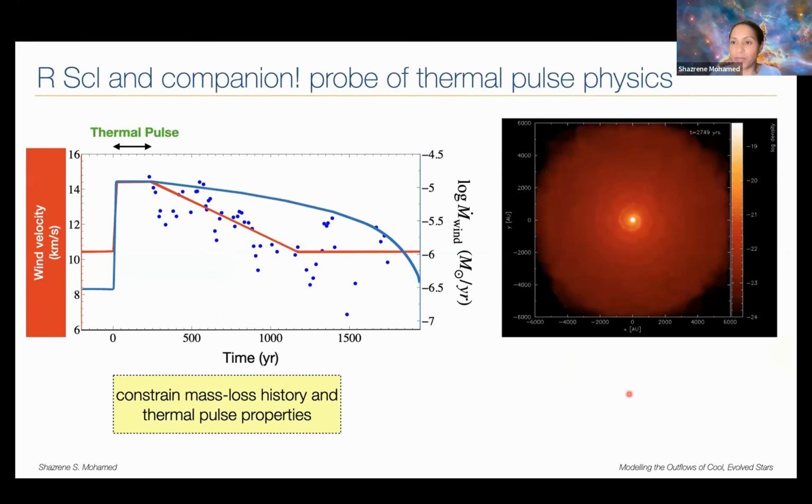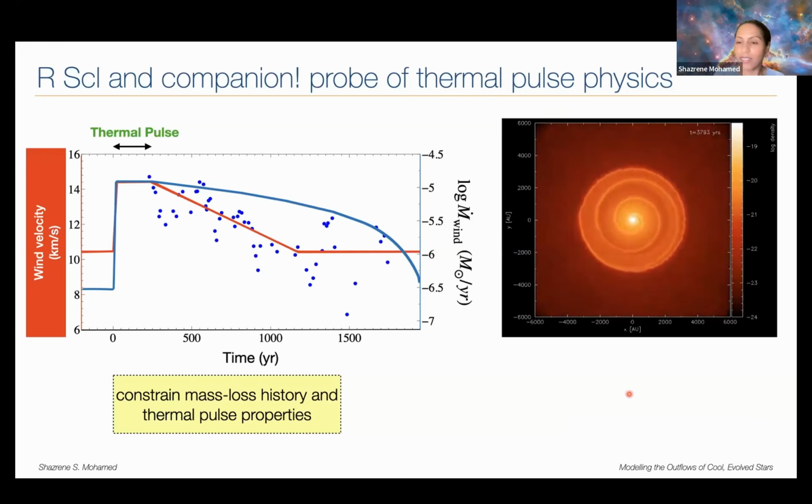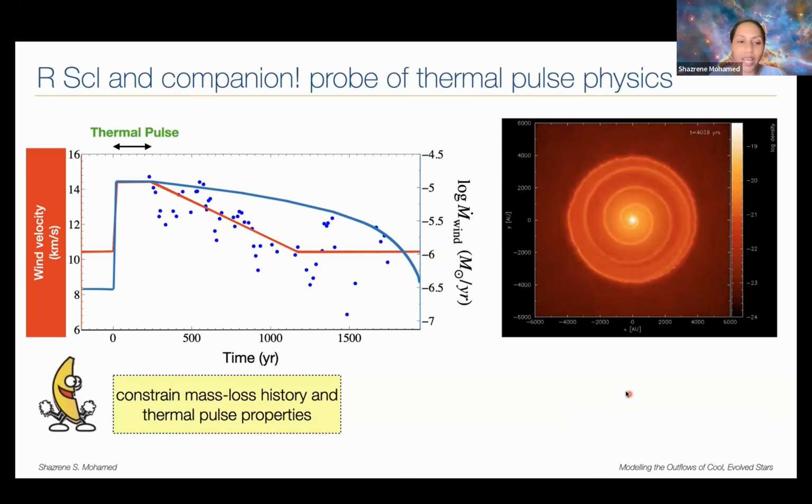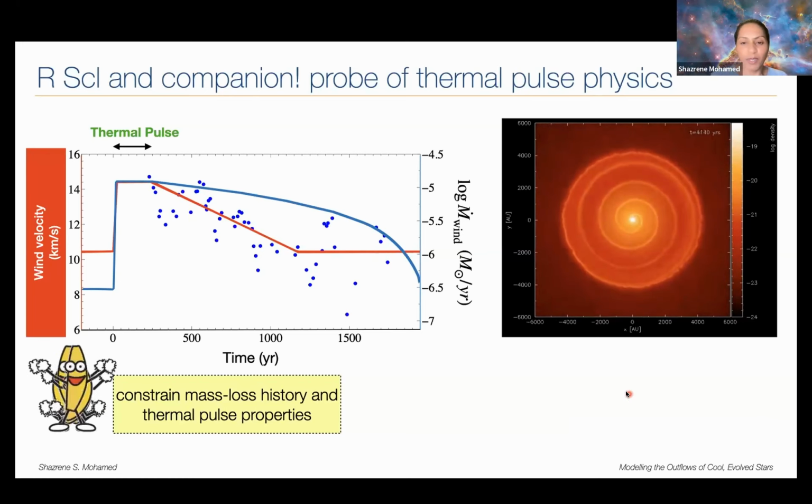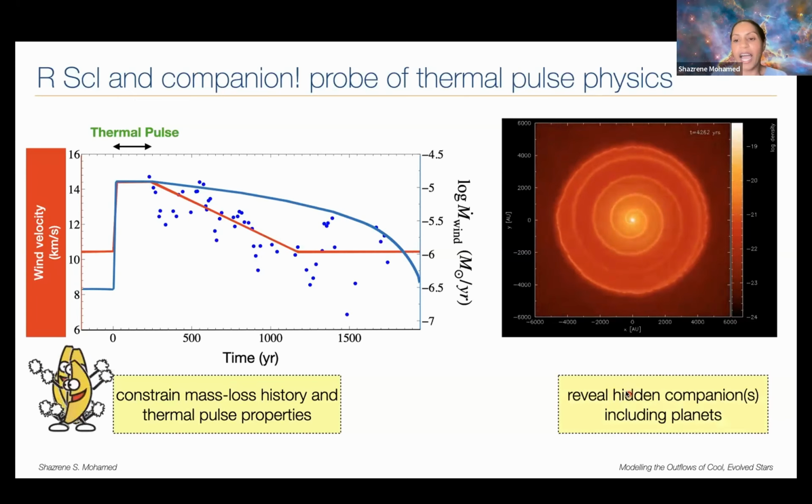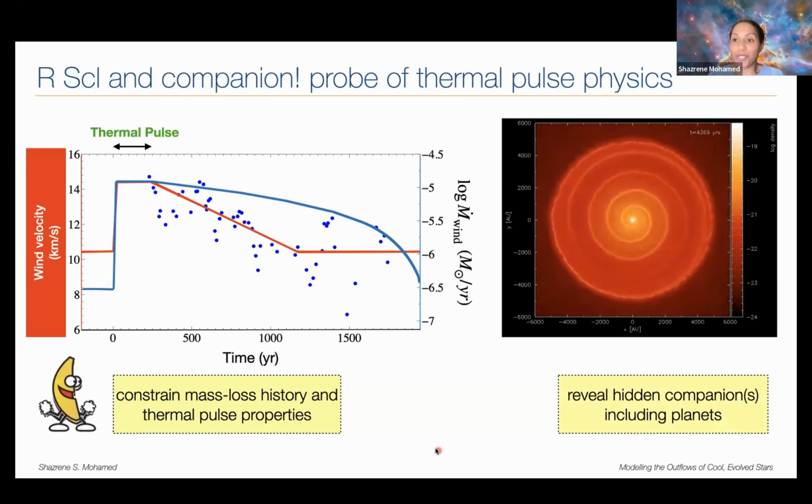And for R Sculptoris, there were additional physical constraints that we got because this system has a thermal pulse. And so by going back and forth with the models and modeling the spiral, we were able to actually say what happens to the mass loss rate, the wind velocity during a thermal pulse, the duration of the thermal pulse, how much mass is in the shell, etc. And so it was a really big triumph, and I think we learned a lot about the physics from this system.